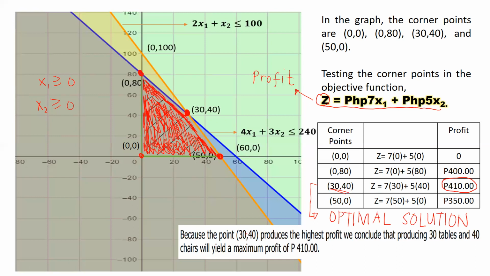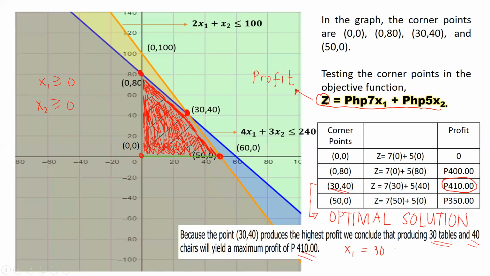Because the point (30, 40) produces the highest profit, we conclude that producing 30 tables and 40 chairs will yield a maximum profit of 410 pesos. To get the number of chairs and tables produced, x sub 1 is 30 pieces for the tables, and x sub 2 is 40 pieces for the chairs. And the maximum profit of that would be 410 pesos.